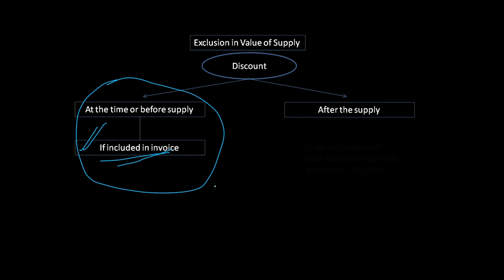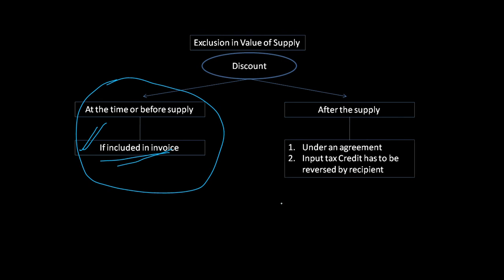Okay, in such case we need to see that this particular case will only be excluded when the condition is under an agreement. It will not run at your own discretion, there is an agreement, there is a written policy. Only then this can be deducted. Next, with respect to the amount that has been deducted, input tax credit has to be reversed. It has to be reversed. Okay, if these two conditions are satisfied, then the value of supply can be reduced by that amount of discount.